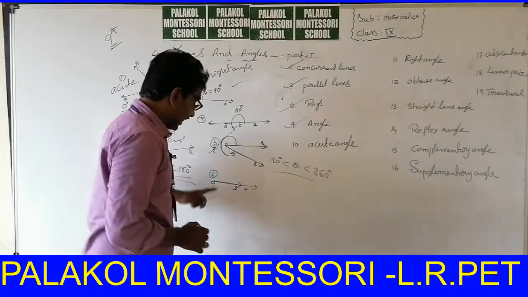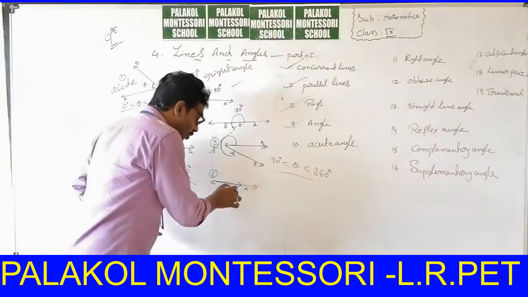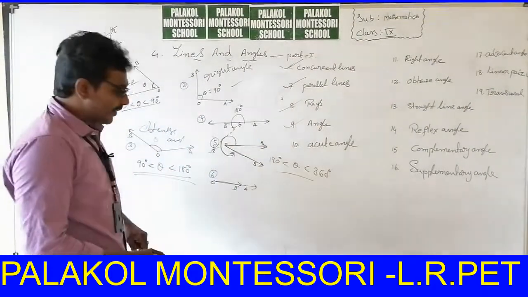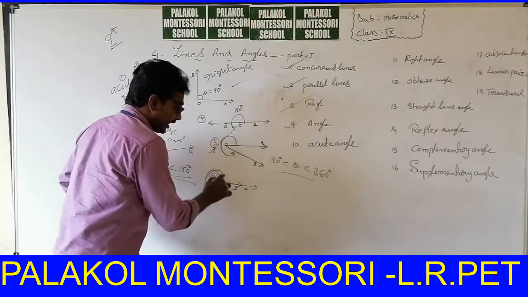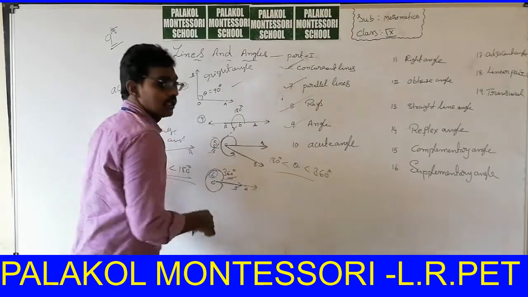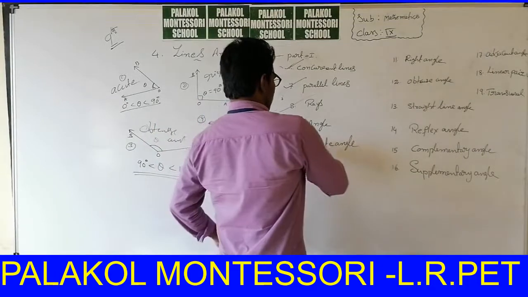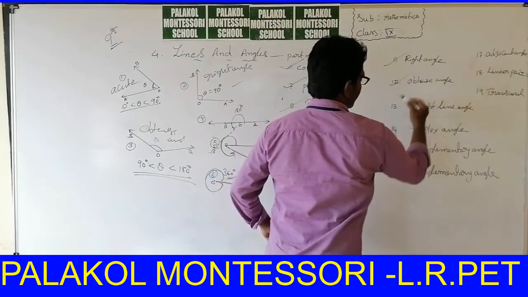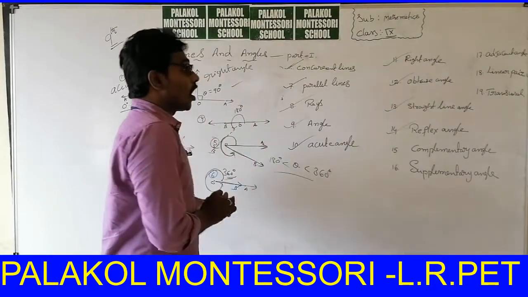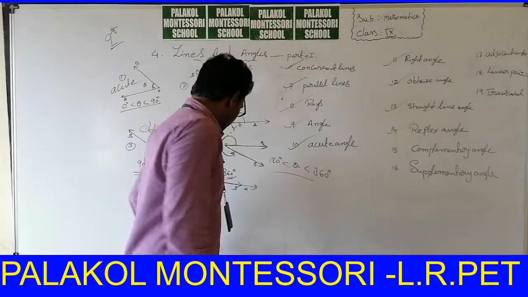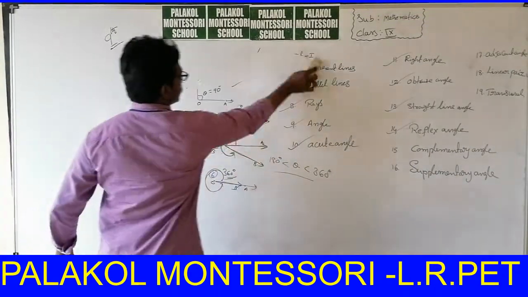Next, complete angle. Guys, see, the initial ray and terminal ray both coincide. That means it makes a complete angle. That angle is equal to 360 degrees. Okay, so acute angle, right angle, obtuse angle, straight angle, reflex angle, finished. Next one, complementary angles. It's very, very important.